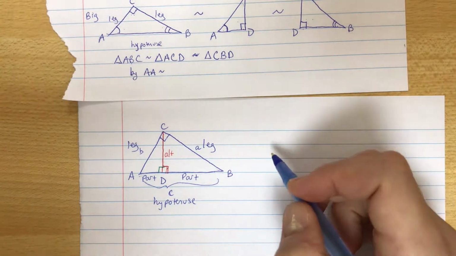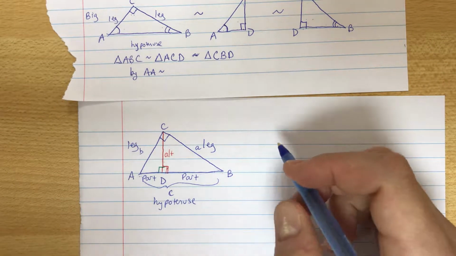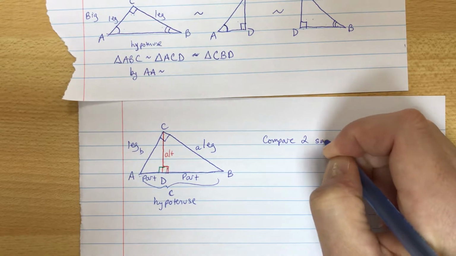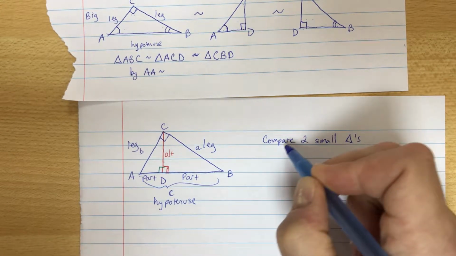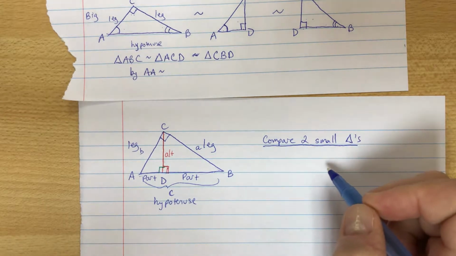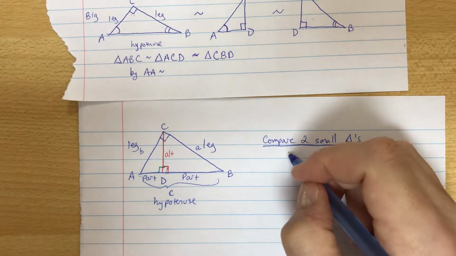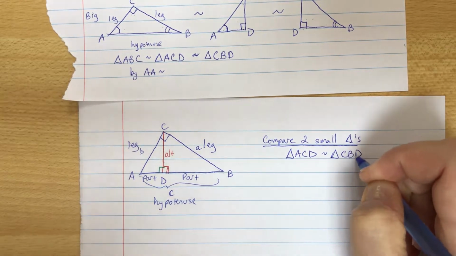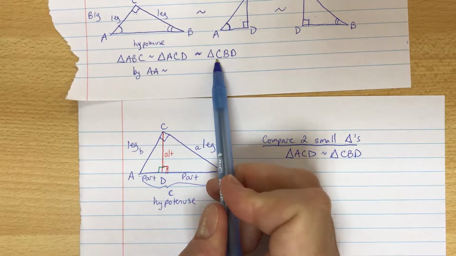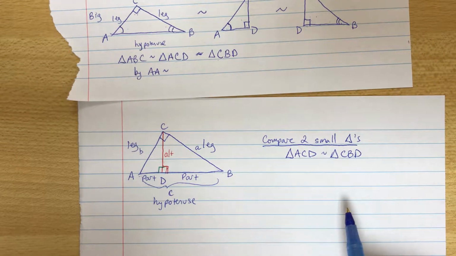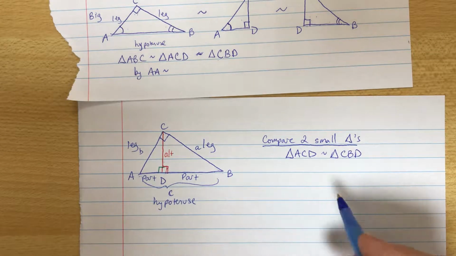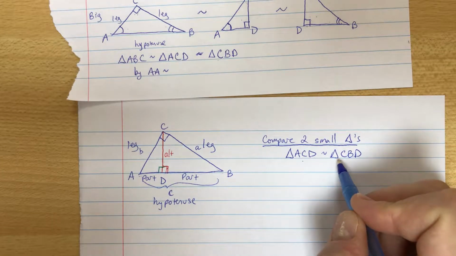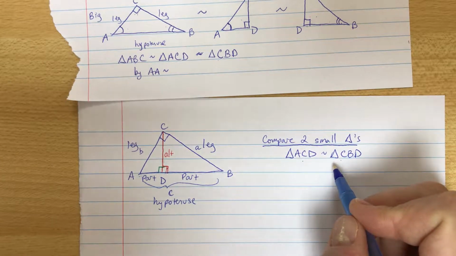Okay, so now there are 2 formulas that come out of this. The first one is if we compare the 2 small triangles. In this case, we will say triangle ACD, and that was similar to triangle CBD. That's what we proved. We proved that those 2 had to be similar by angle-angle. So if they are similar, then the corresponding sides are proportional. So we're going to make a proportion here.